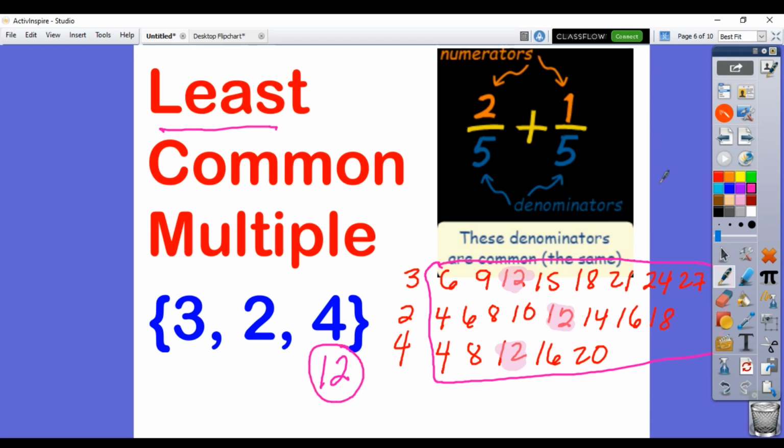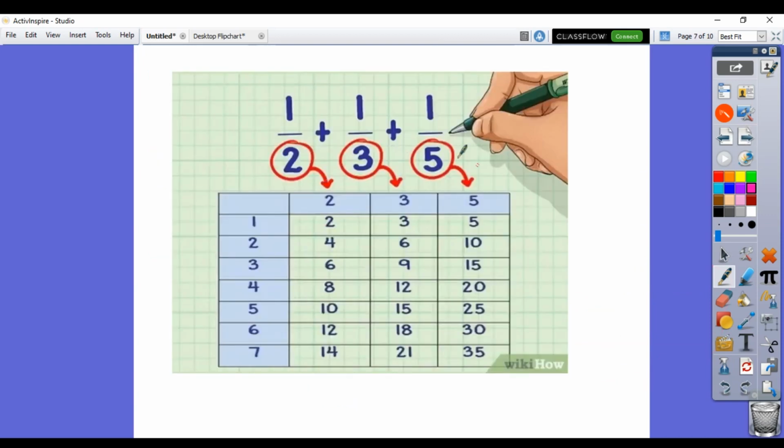Okay, so you have to know your multiplication table or multiples. Same thing with this one here. I have a 1/2, 1/3, 1/5.